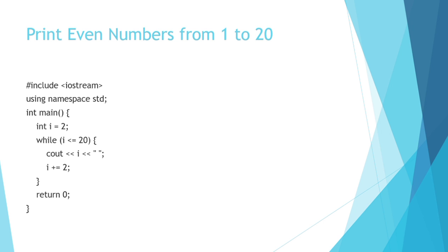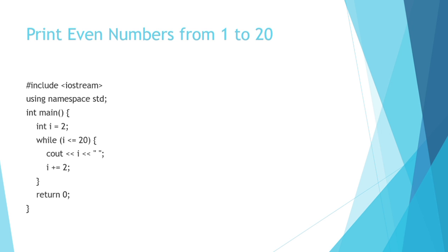cout: initially, i is 2, so it prints 2 and a space. After each iteration, the value of i increases by 2, as explained below, and the loop prints the updated value of i. i += 2: this statement increments the value of i by 2. This is essential because we want to print only even numbers. So, after each iteration, i will increase by 2.